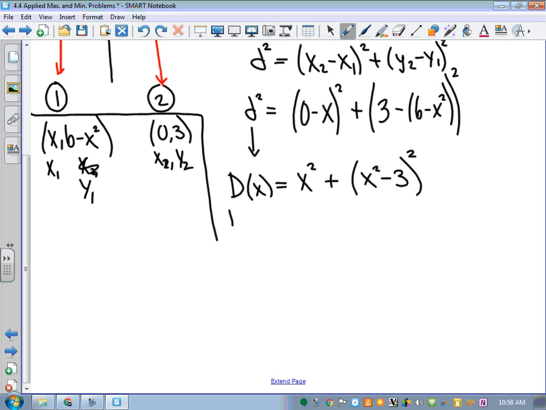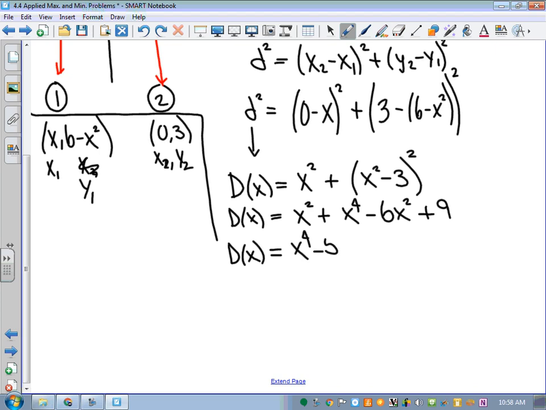So I get D of x is equal to x squared plus, all right, x squared times x squared is x to the power of 4. Then we'll have minus 6x squared, and then we'll have plus 9. So the function that we're looking to minimize in this case is x to the power of 4 minus 5x squared plus 9. Now, with your knowledge of polynomials from Math 30-1, you should know that because that's a quartic with a positive leading coefficient, that will indeed have a minimum.